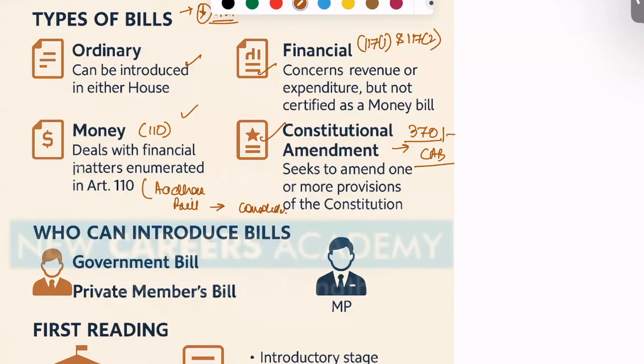Then there's a financial bill which is not concerned with money, would be called financial revenue and everything. We're going to explain it. Constitution Amendment: Article 370, we decided to add CAA. Any other example of Constitution Amendment? Women's reservation. That is the 108th Amendment. Anything which is an amendment that comes will be a constitutional amendment bill.